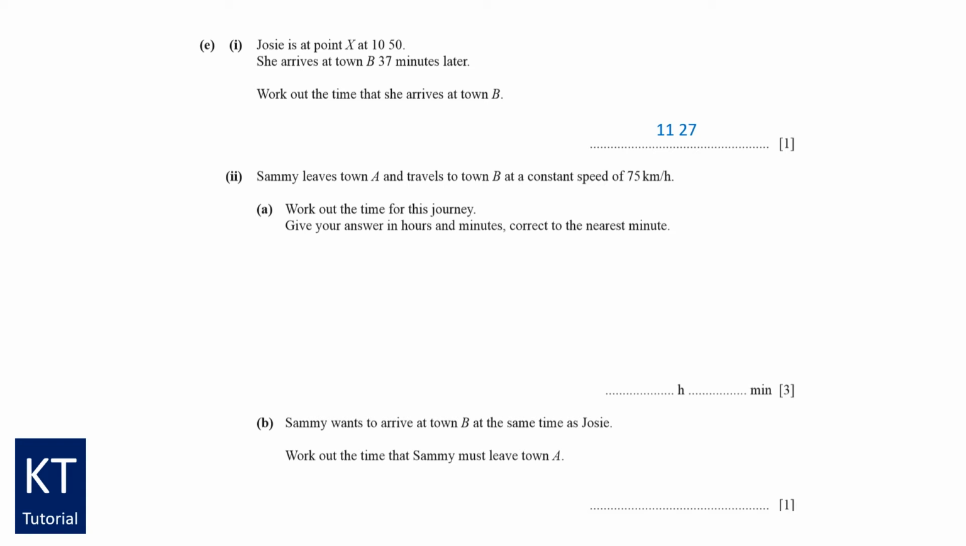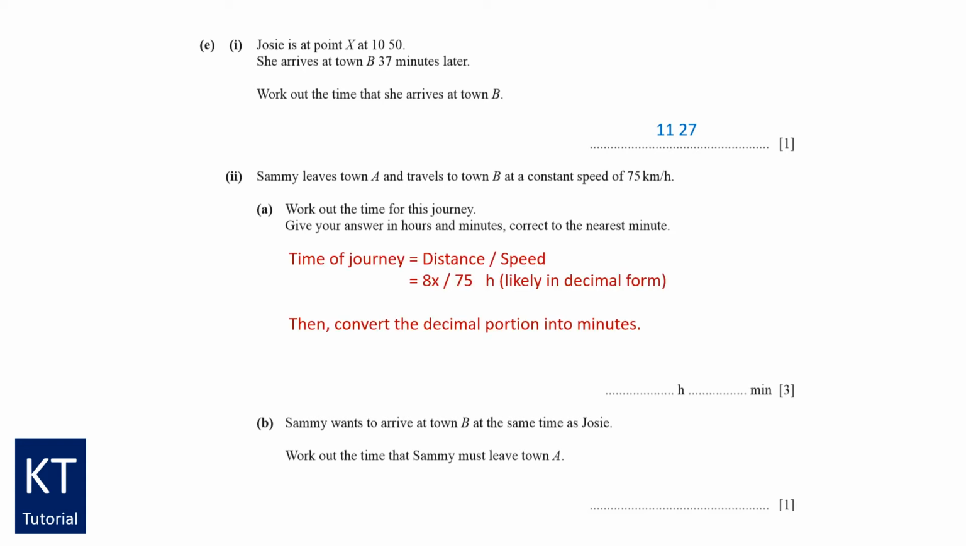Question 4f. Sammy leaves town A and travels to town B at a constant speed of 75 kilometers per hour. Work out the time for this journey. The required time is equal to distance divided by speed. This can be obtained from the answer in 4c divided by 75. Next, Sammy wants to arrive at town B at the same time as Josie. Work out the time that Sammy must leave town A. In method, the time to leave is found by subtracting the time of journey identified previously from 11:27.